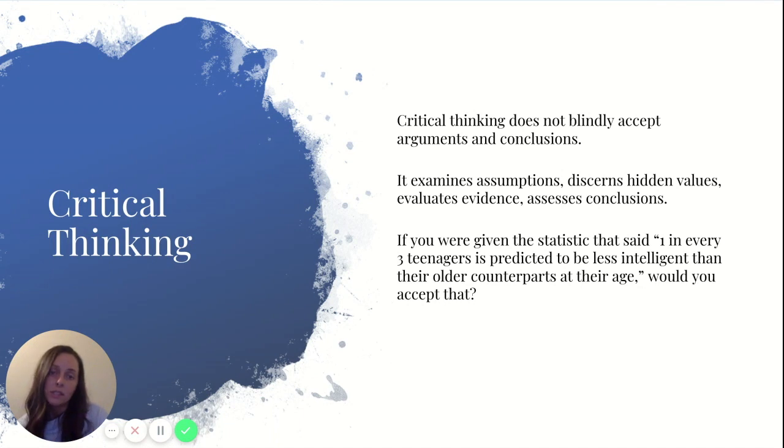So if you were given the statistic that 1 in every 3 teenagers is predicted to be less intelligent than their older counterpart at their age, would you accept that? Well, if you're in my class, you're a teenager, taking AP Psych, learning about it. Can you accept that? Does that make you angry? If that makes you angry and you're like, no, that's dumb, I'm not dumb, then that's cool. But you just want to make sure that you're not letting a bias or an emotion overwhelm you in not thinking critically, if that makes sense.